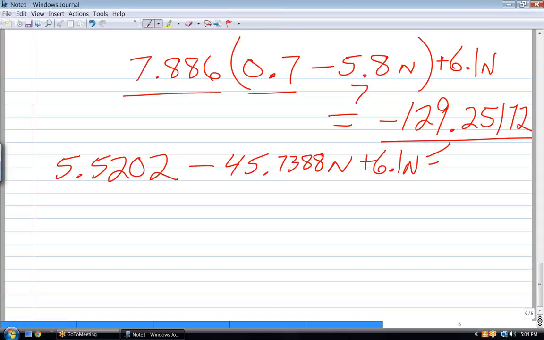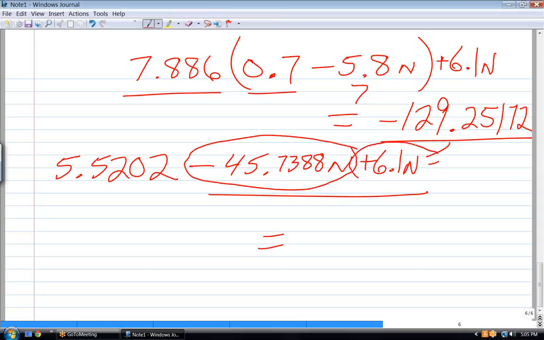Now, let's combine like terms. Since they're complicated decimals, let's just do one thing at a time. This is definitely not where I would try to do two steps in one, because I can't do it in my head, and I don't want to have to pull out a piece of paper. So what's the net Ns that we have on the left side of the equation? In other words, add that to that.